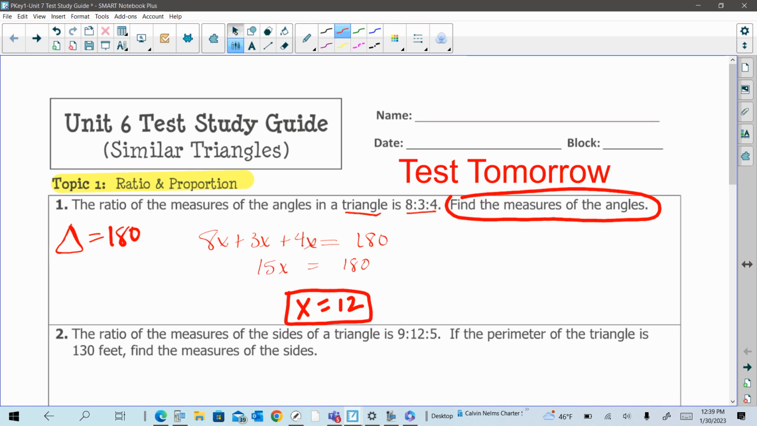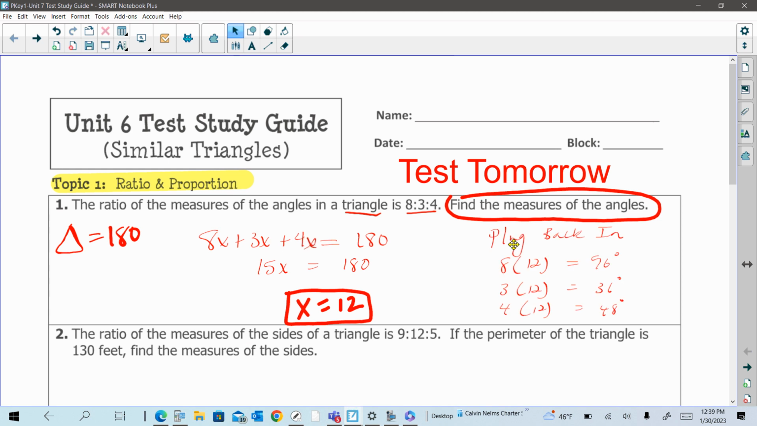Okay, but the question is asking us to find the measure of each angle. So that requires you to plug it back in for each ratio and multiply. So we should have 8 times 12, then 3 times 12, then 4 times 12. Our angles are 96, 36, and 48.